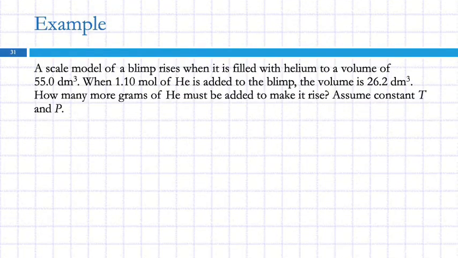Here's another one, a little more complicated. Sounds fun. A scale model of a blimp rises when it is filled with helium to a volume of 55.0 cubic decimeters. When 1.10 moles of helium is added to the blimp, the volume is 26.2 cubic decimeters. How many more grams of He must be added to make it rise? Assume constant temperature and pressure. This one's not so obvious.